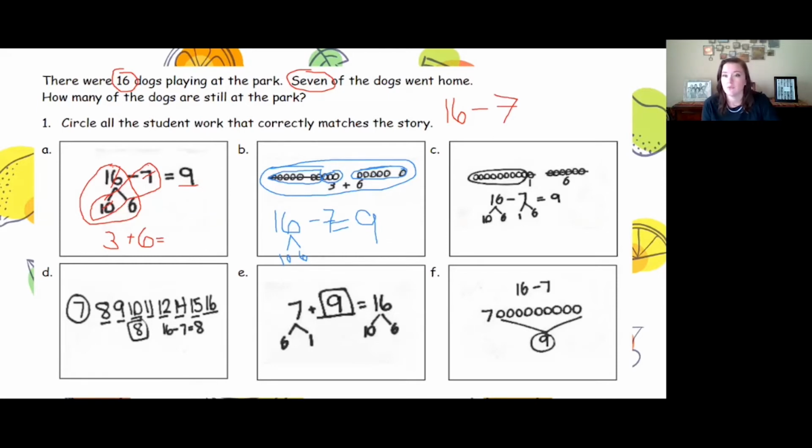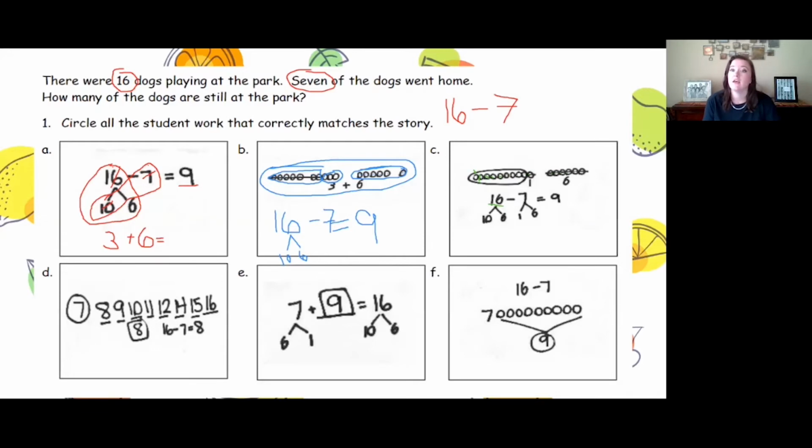So we can see you have 1, 2, 3, 4, 5, 6, 7, 8, 9, 10, 11, 12, 13, 14, 15, 16. So they have our total of 16. And then they broke apart our 16 into 10 and 6. So far, so good. And then they did 7. So what they did was they crossed off 7 that were outside of the 10. All right, so they have their total of 16.